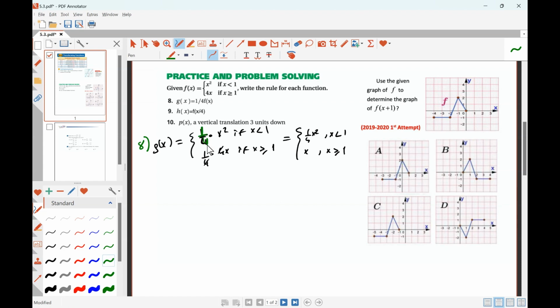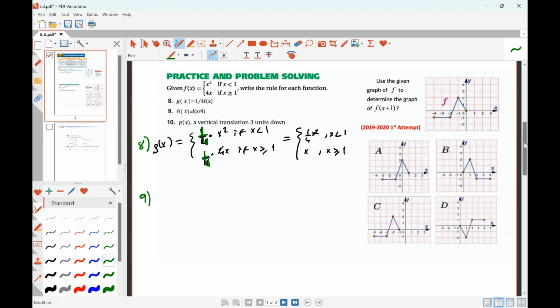What about the second question? We also have 1 over 4, but this time 1 over 4 is multiplied by x. So there's a difference between the first and second question. In the first question, only the result is affected, but in the second question, both input and output will be affected.